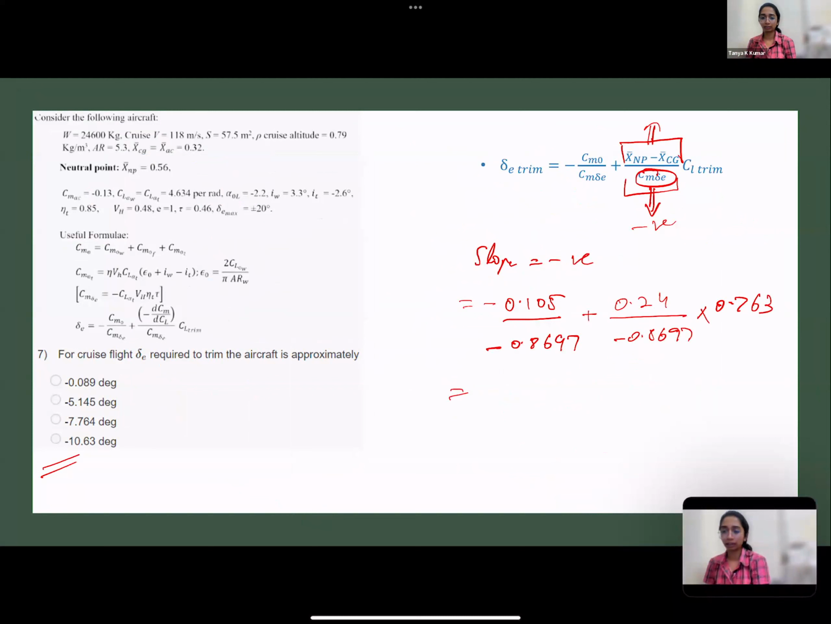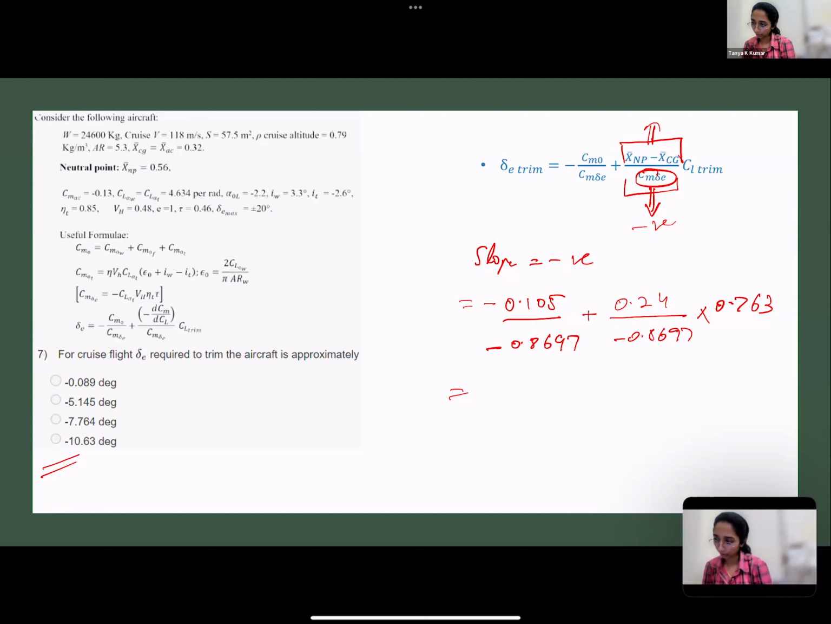So let's just plug in these values and find out the answer. They've asked you delta E in degrees. Okay. So remember that your Cm delta E was in per radian. So the final angle when you get it is in radians.